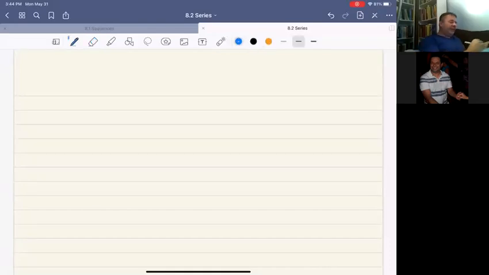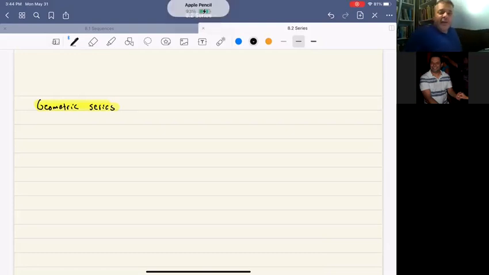Okay, the next thing we're going to talk about is geometric series. Super interesting. Okay, so now let's start with an identity that I know I've presented to you before, but let's just revisit it. And that's this identity.